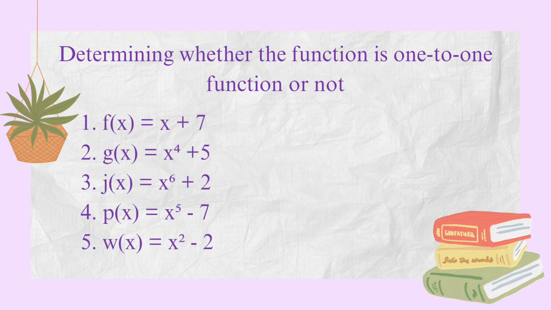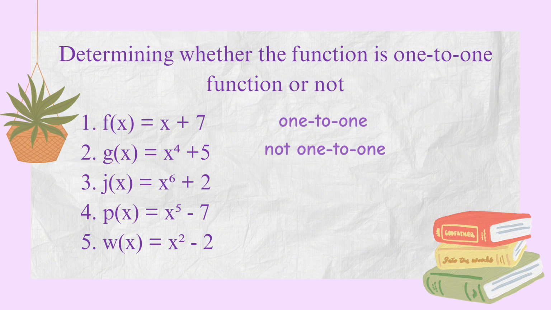We have here more examples. Given the function f of x is equal to x plus 7, we can determine it as a one-to-one function since the highest degree is 1. Number 2, g of x is equal to x to the 4th plus 5. We can determine it as not a one-to-one function since the highest degree is an even number.